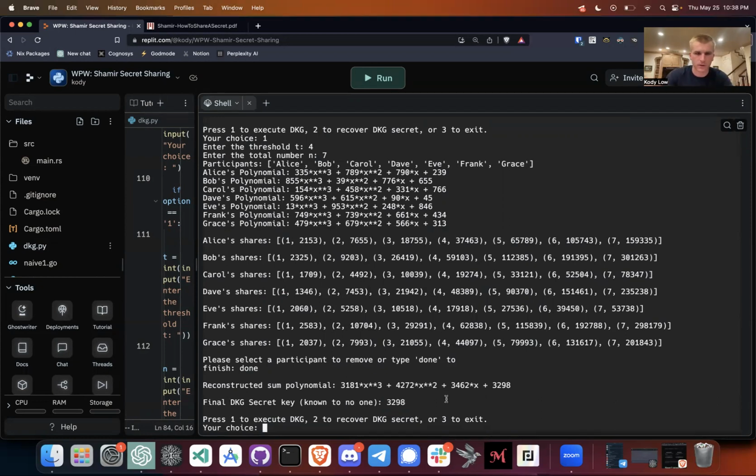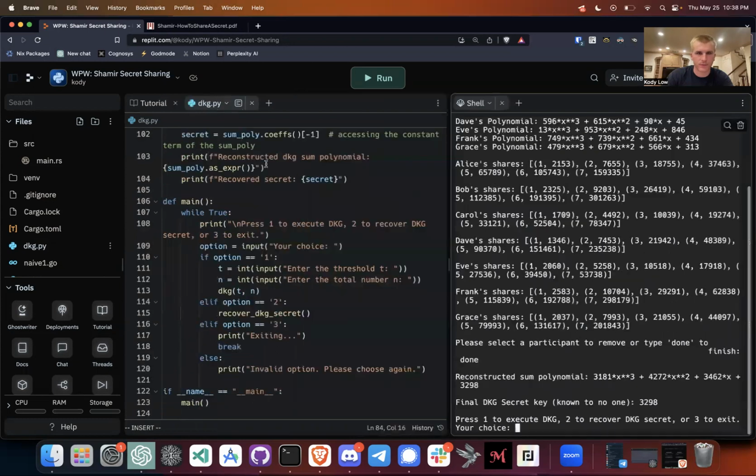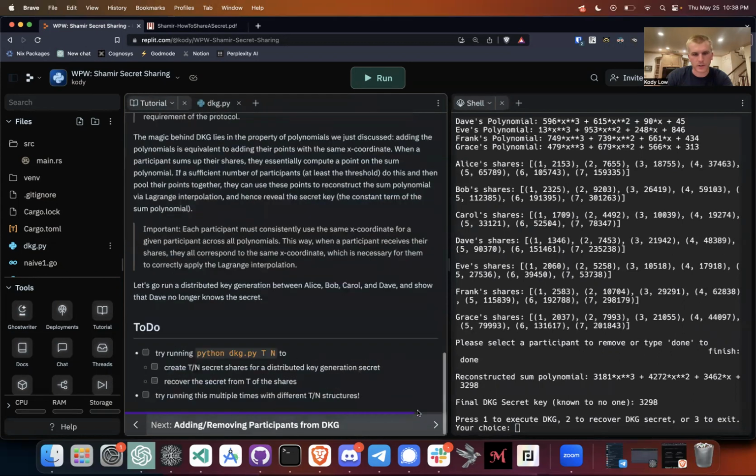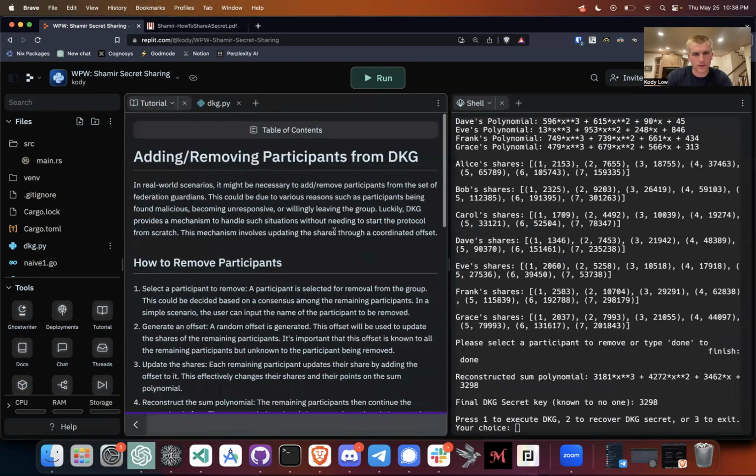But so let's go over here. The last thing that we're going to cover for this is something really cool and interesting: you can actually add and remove participants from the DKG, right? And the way that we're going to do this is we're basically going to, the people that we're going to keep involved in the federation.